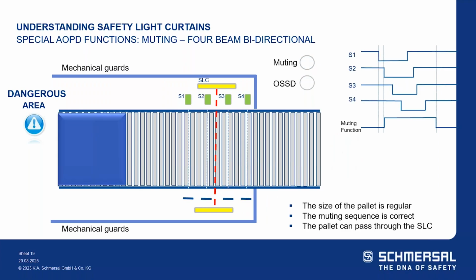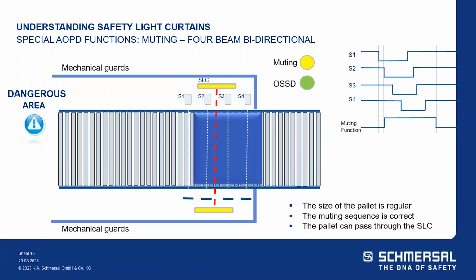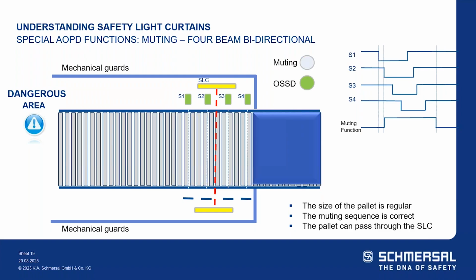So here is another application of 4-beam bidirectional muting. Again, here the pallet width is regular. The muting sequence will be initiated correctly, and the pallet can pass through safely, but still detect if an operator was trying to gain access to the hazardous area. This is the proper muting sequence for 4 sensors.